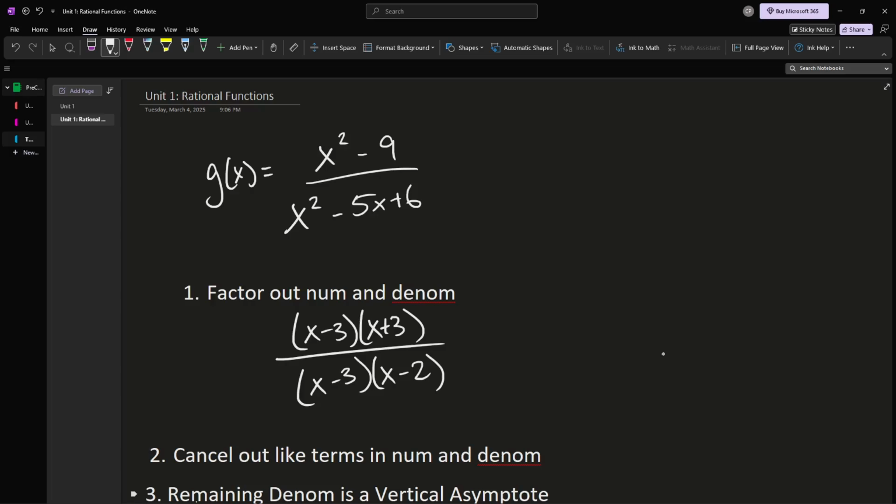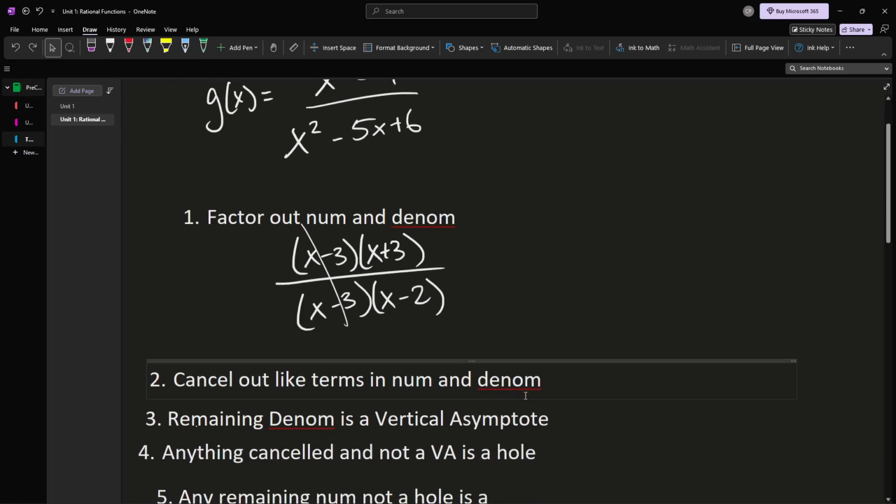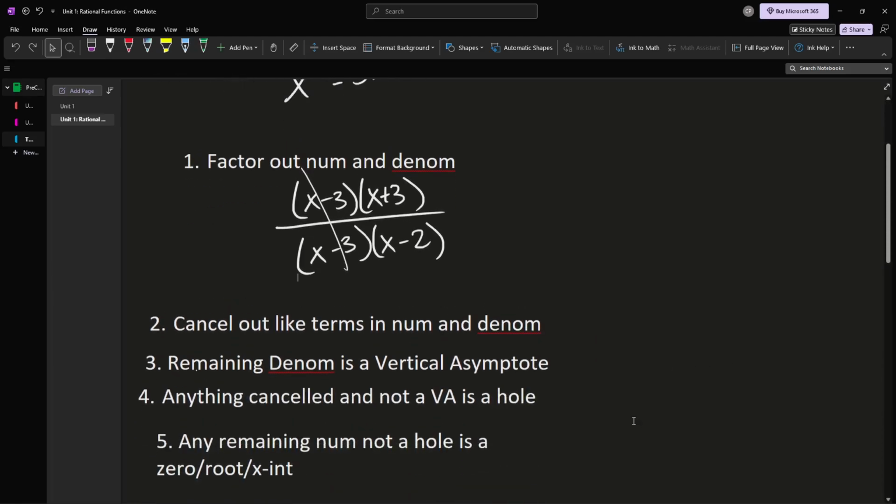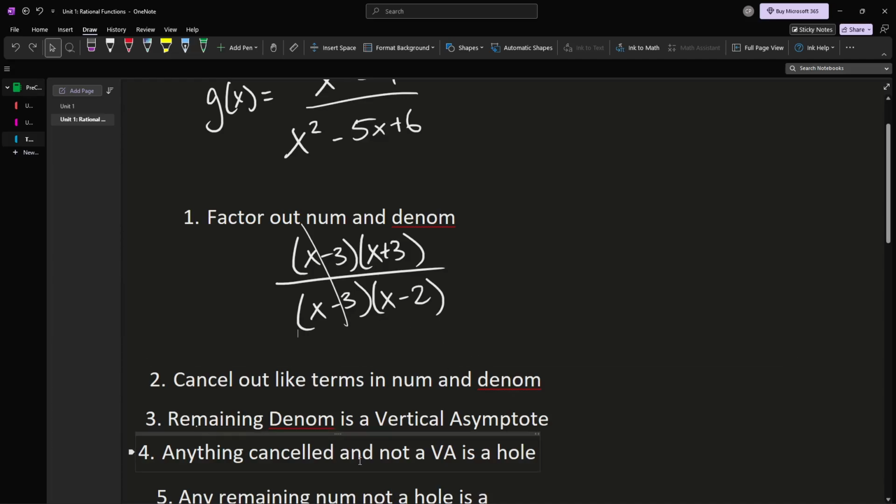Next thing, step number 2, I want to cancel out terms in the numerator and denominator. I see I have an x minus 3 in both. Don't scribble it out all the way. Don't erase it. I like to just draw a nice line through it, or you could group it together like that. But use some way to identify that I do have these matching terms. And now we do a lot with what's going on here.